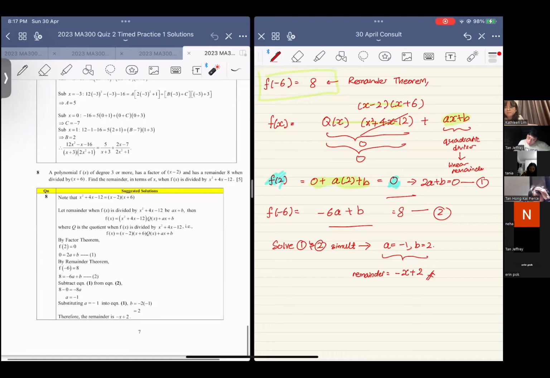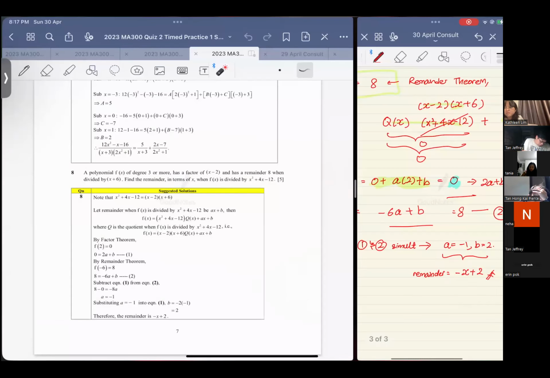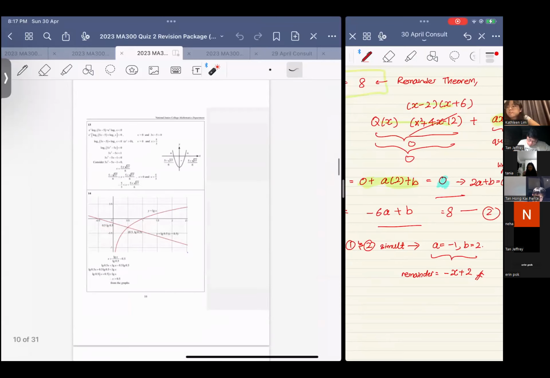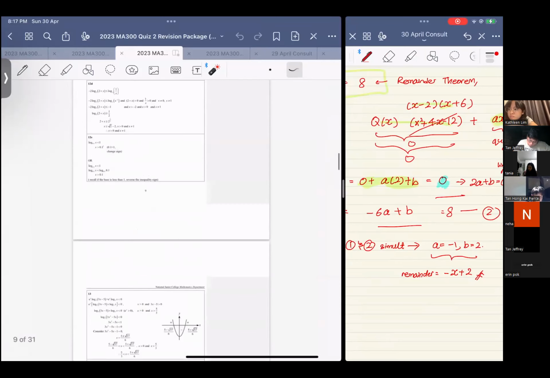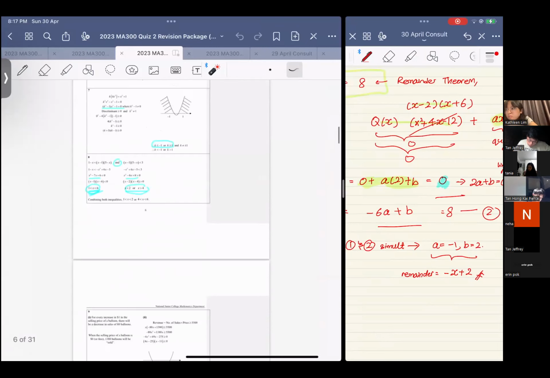Question 3 part 2. Topic 8 revision package, question 3. The graph intersects the x and y axis at points A and B, respectively. Find, in terms of k, the area of triangle AOB, where O is the origin.